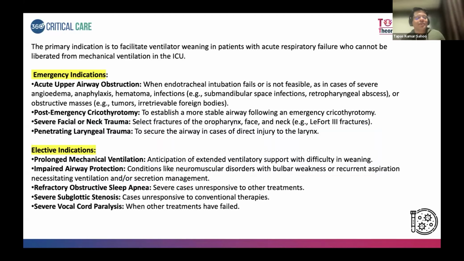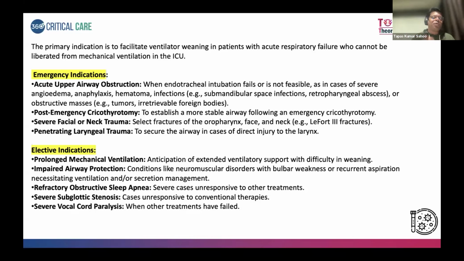Now, emergency indication, where you are getting acute upper airway obstruction due to multiple causes like angioedema, anaphylaxis, when endotracheal intubation has failed and you don't have any other option. Infections like submandibular space infections, Ludwig angina, retropharyngeal abscess, or any obstructive mass like tumors, or a foreign body lost in the upper airway, and you are unable to enter through the upper airway. So you have to go for emergency tracheostomy.